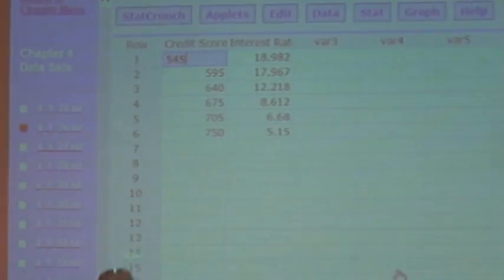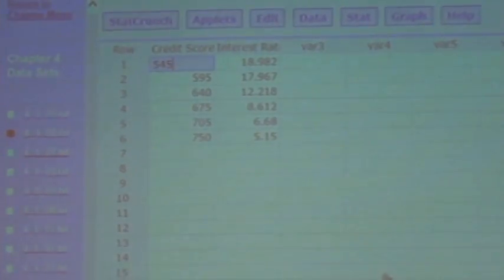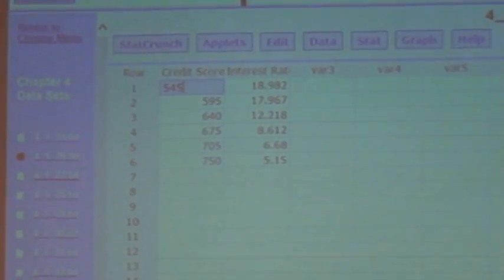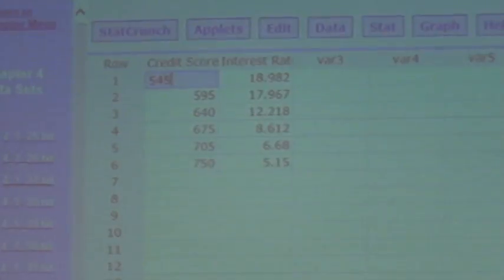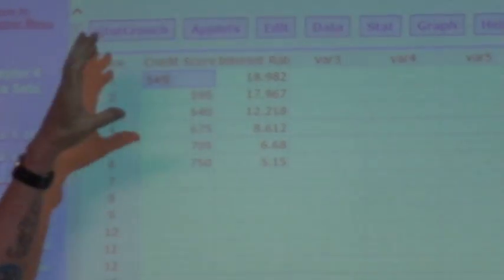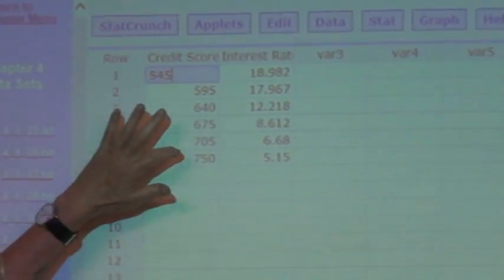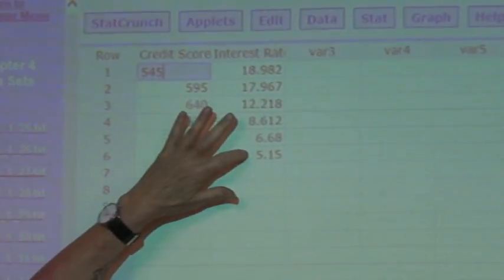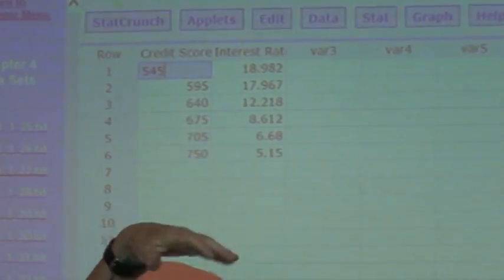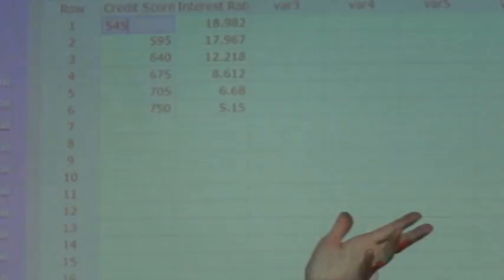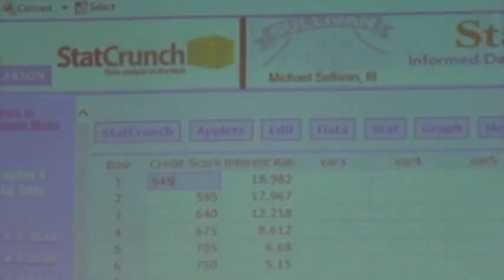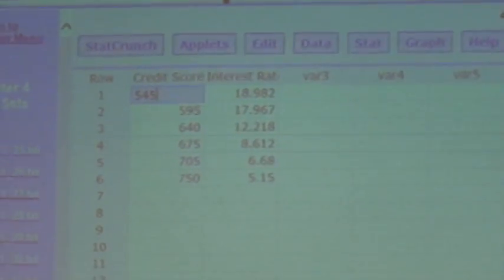If you were going to make a major purchase, like buying a house or a new car or whatever, the better your FICO score is, the lower interest rate you can get, because they're rewarding you for paying your bills.